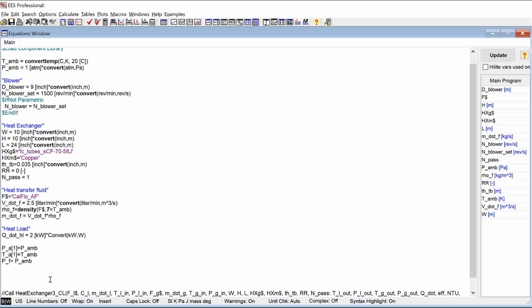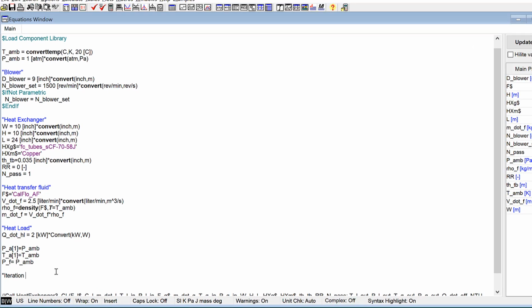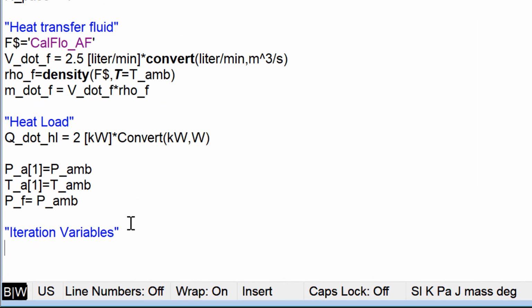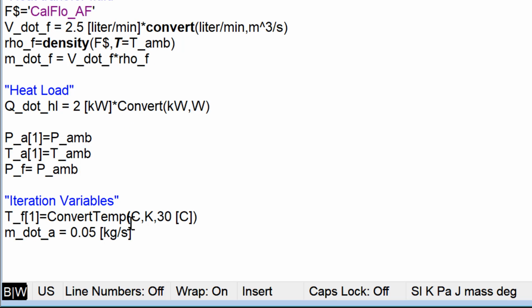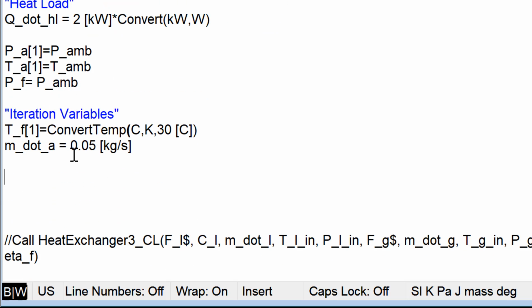So if we return to EES, then I am going to set those two iteration variables. I said that I wanted to set the temperature of the fluid entering the heat load. So something reasonable like, I don't know, maybe 30 C. It's got to be greater than 20 C, obviously. And then we'll set the air mass flow rate to something reasonable like 0.05 kilograms per second. And now I can move through the rest of the calculation.